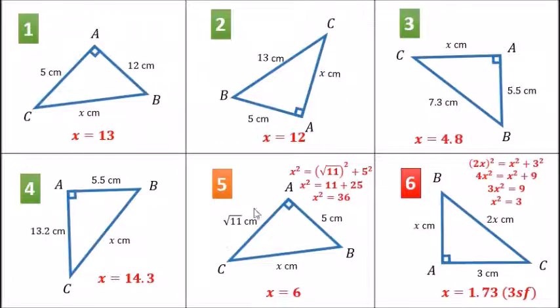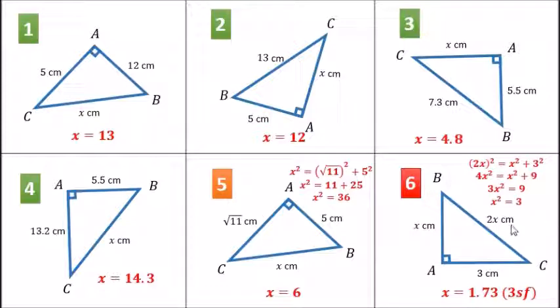Question 5, we have a third, and that's what makes this a bit trickier. It's worth noting that if we do the square root of 11 squared, we get 11. 5 squared, we get 25. So x squared is those two added together, which is 36, which means x has to be 6.